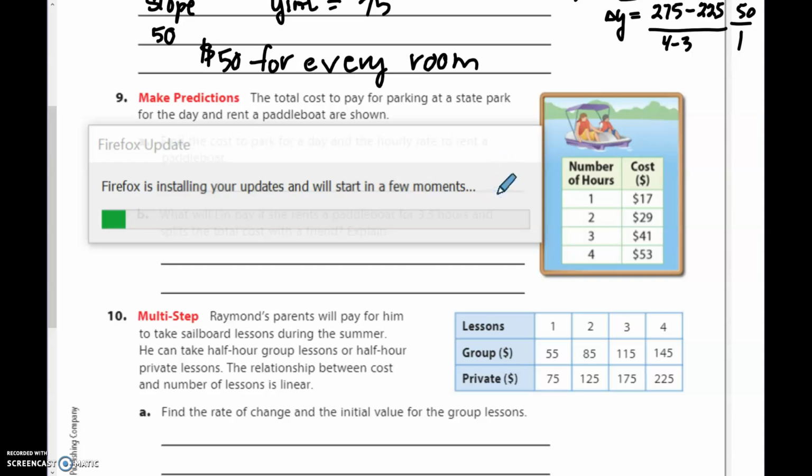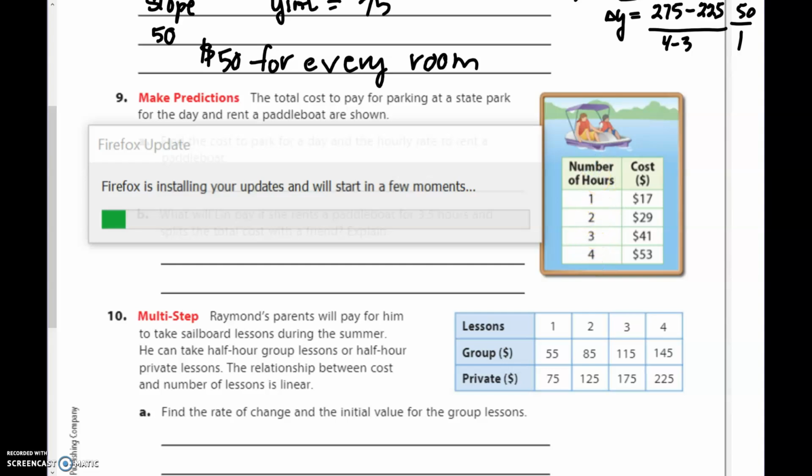So we can use this chart over here. Find the cost to park for a day. All right, so this is for 1 hour. And so what happens is when you rent something, the cost is $17. But we have to go in here and find what the parking would be. So 4, 3, 2, 1, 0.